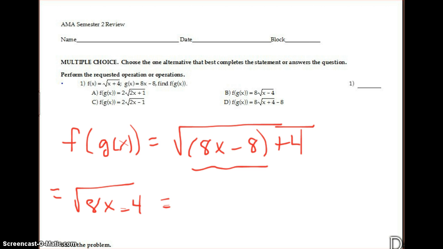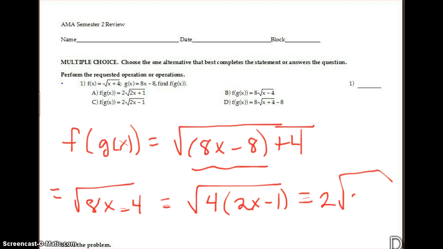Factor what's under the radical sign. We can factor out a 4, so that's 4 times 2x minus 1. We can take the square root of 4, which is 2, but we can't take the square root of 2x minus 1, so we leave that under the radical. And so our answer is 2 times the square root of 2x minus 1, which is C.